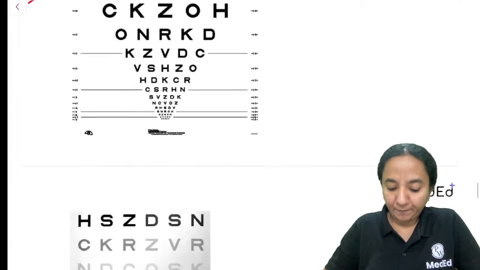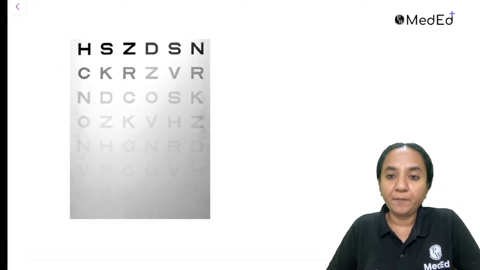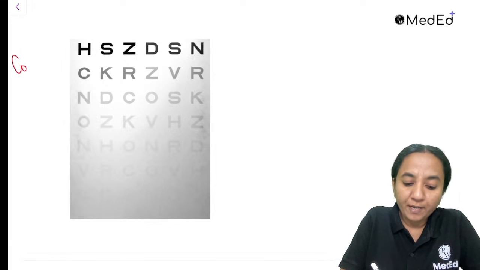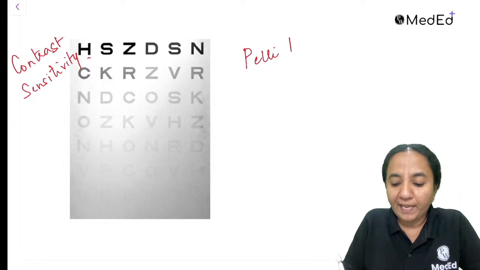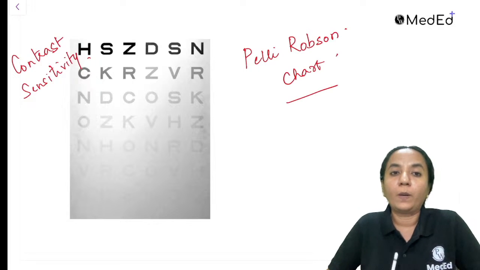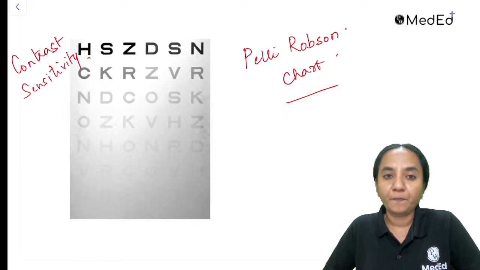Okay. Third, what is the name of this chart? This chart is a contrast sensitivity chart. See, the contrast or the brightness of the letters is decreasing as you move forward. So the name of this chart is Pelli-Robson chart. This is a contrast sensitivity chart called as Pelli-Robson chart.